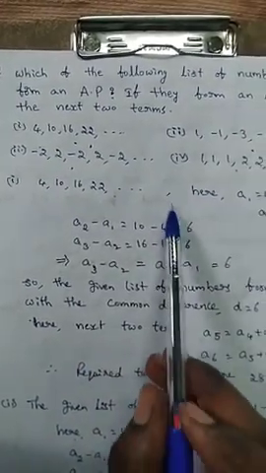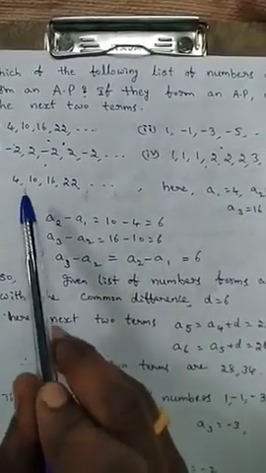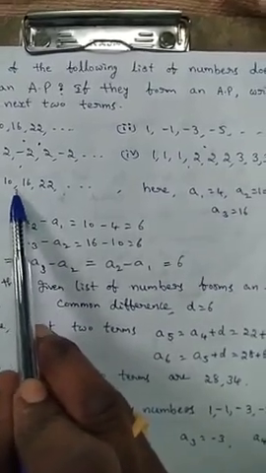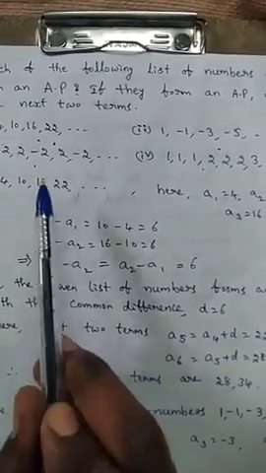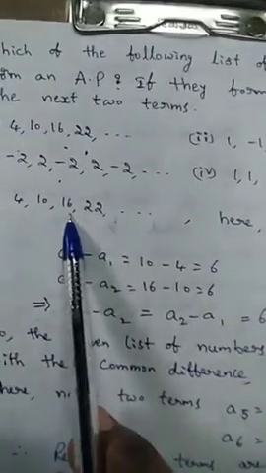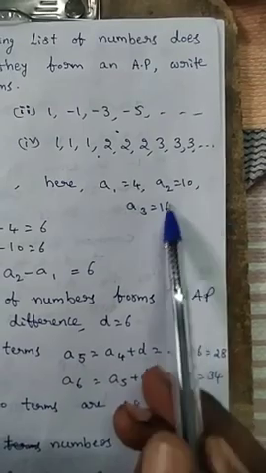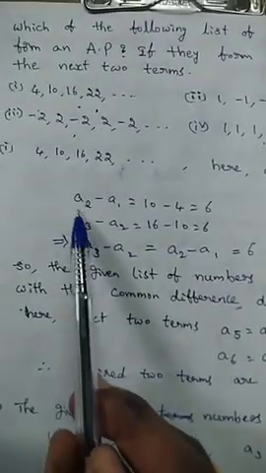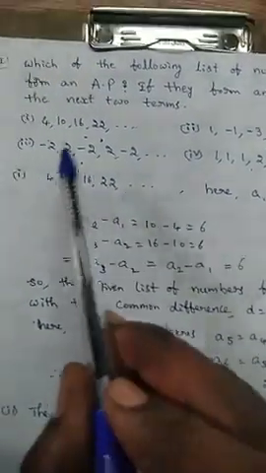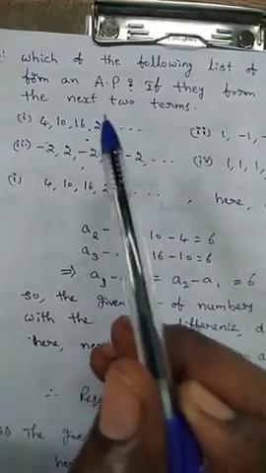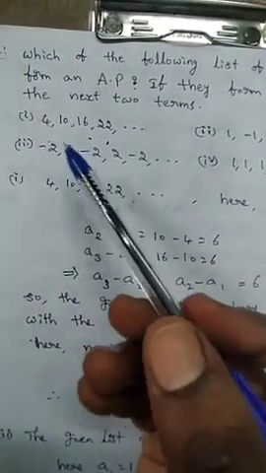Infinite number of terms are to be there. Here the first term a1 is equal to 4, second term a2 is equal to 10, third term a3 is equal to 16, fourth term a4 is equal to 22. Now, coming to the differences of the consecutive terms: how can you say that the given list of numbers is in AP? Already I said in the previous example.